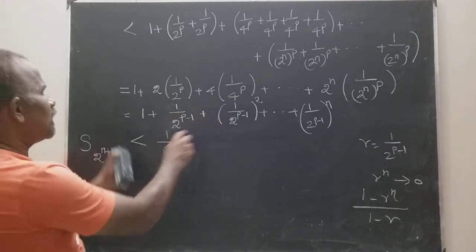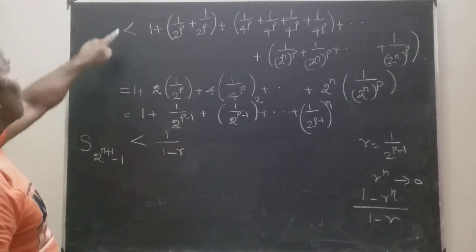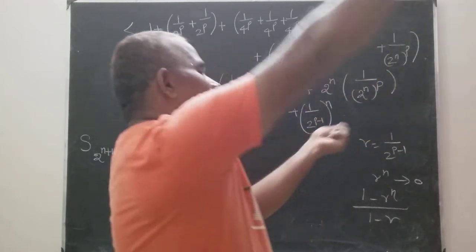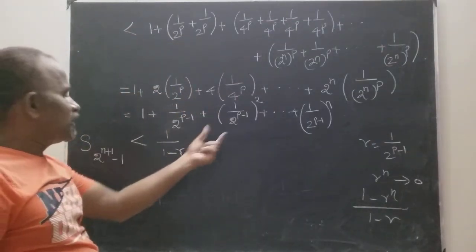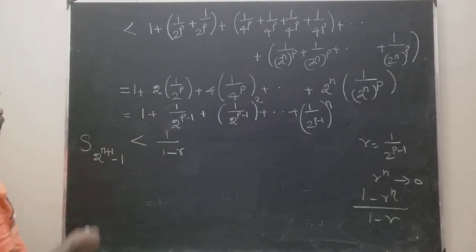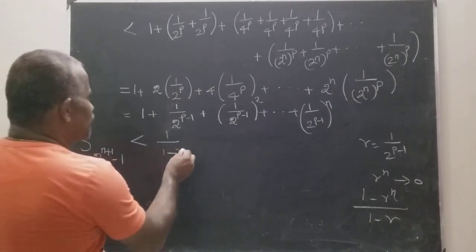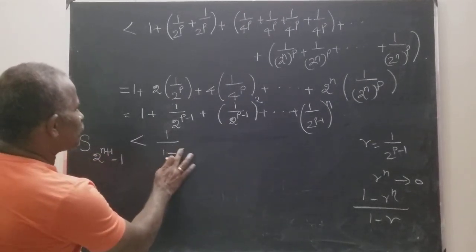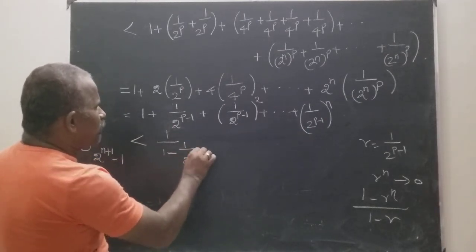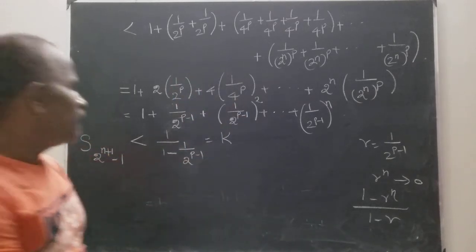So this is nothing but the sum of the geometric series, or otherwise we can say that this is less than, you can add all other terms, that series will become an infinite series. The sum of the infinite series becomes 1 divided by 1 minus R. That's all. So therefore here S 2 power n plus 1 minus 1 is less than 1 by 1 minus R. R is equal to 1 by 2 power p minus 1, so this is equal to some constant.